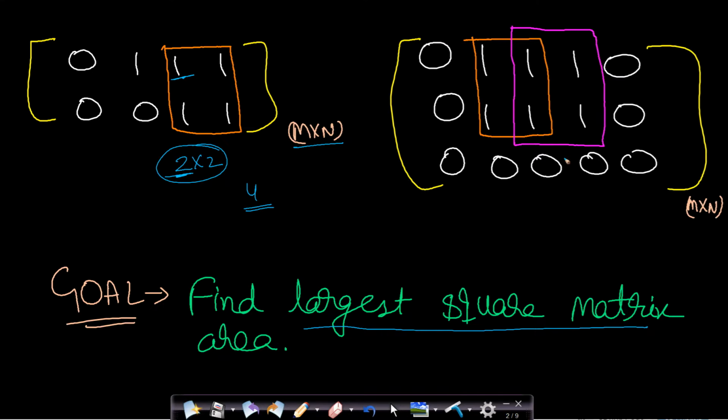In the second example you can see that there are two possible largest square matrices. Both are of size 2 by 2. So we will be returning 4 in this case, which is the area of the largest square matrix. So I hope you got the problem statement.